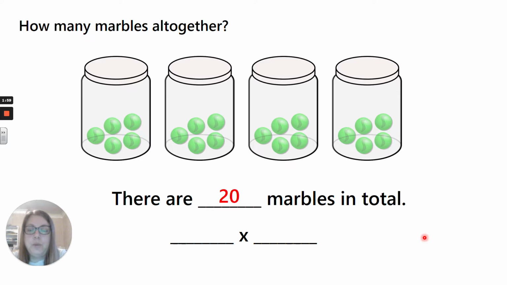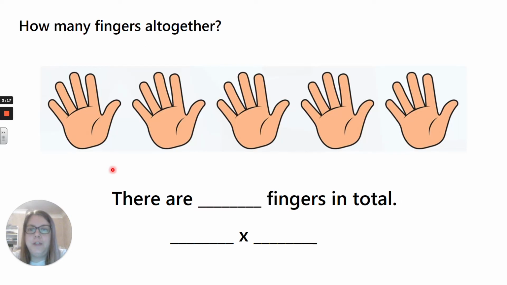Yeah, there are 20 marbles in total, aren't there? Because we've got 5, 10, 15, 20. There's 5 marbles in each jar. So there's 4 jars and there's 5 marbles in each jar. So we do 4 times 5, don't we? Okay, because there's 4 jars and 5 marbles in each jar. Well done if you did that.